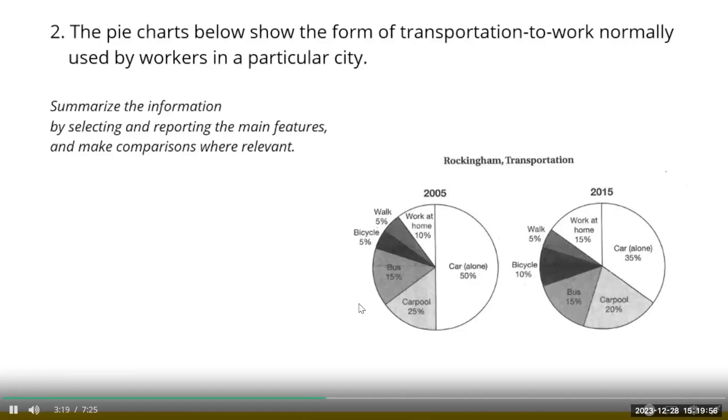So the most important thing to do when you have this kind of task, read your topic very carefully, understand the main idea, and then start analyzing your charts, your graphics.